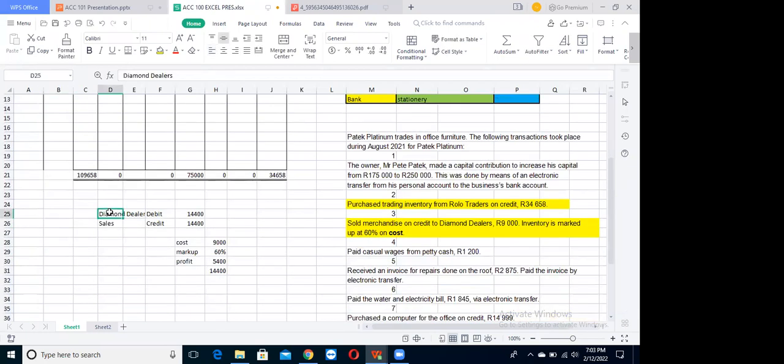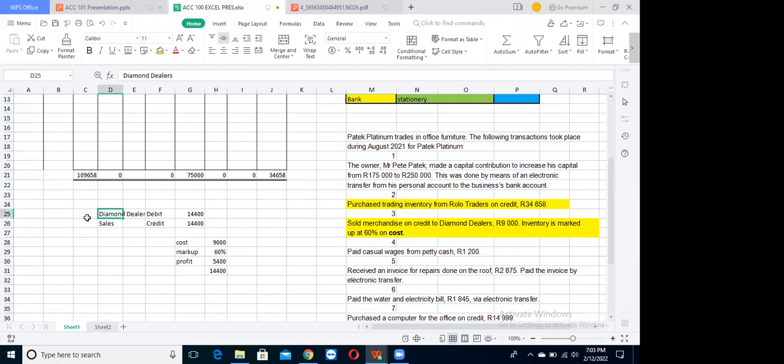And we want to come to Diamond Dealers, which is our first account here. It happens to have a debit balance, but it is wise to always start with the account that has a debit balance and then move on to the account that has a credit balance. So Diamond Dealers, we have sold goods on credit.